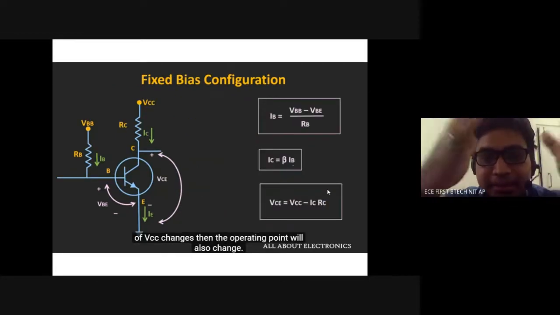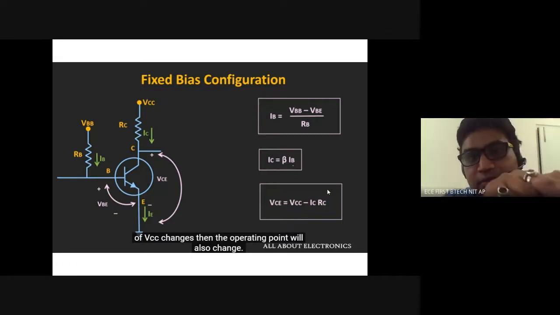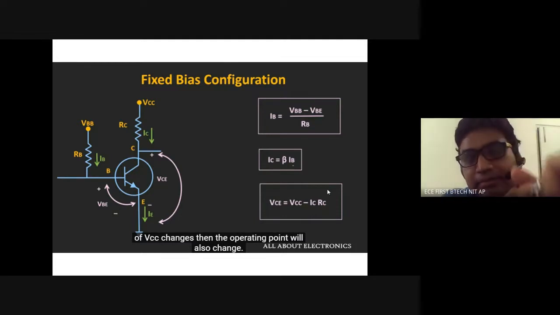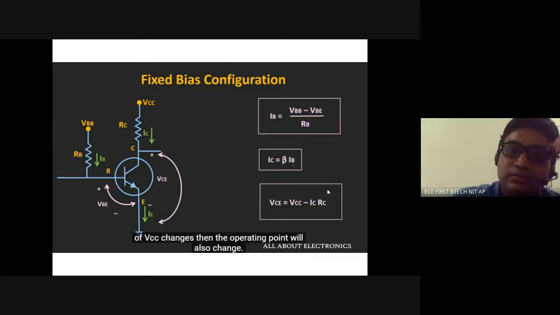So this is ultimately our different equations that govern our fixed bias configuration, or fixed bias base resistor configuration. Okay, so what is our base current? IB is VBB minus VBE divided by RB. Collector current IC is equal to beta IB, and VC is equal to VCC minus IC RC.